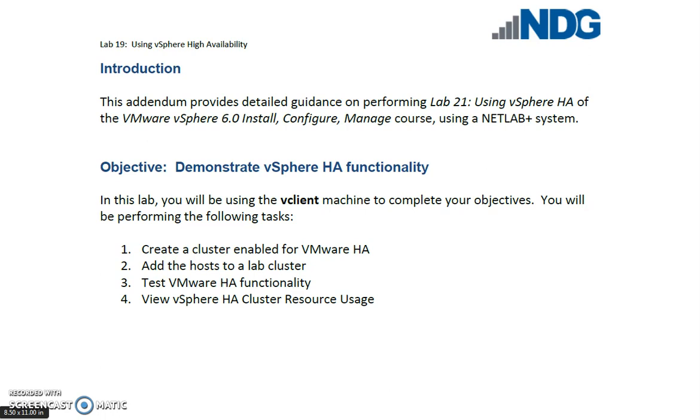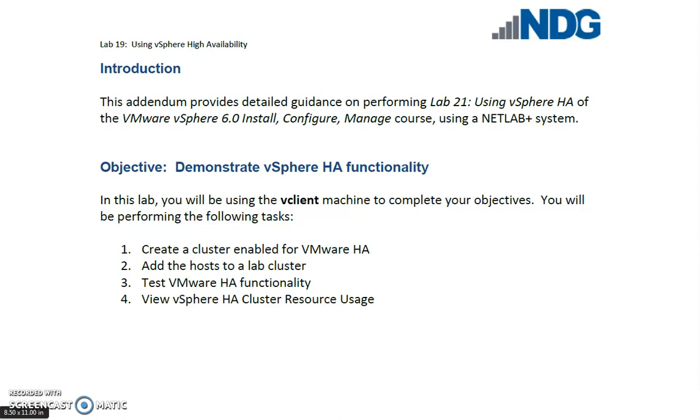This lab is providing detailed guidance on performing lab 21 from the lab manual using vSphere High Availability of the vSphere 6.0 ICM course. The objective is to demonstrate vSphere HA, or high availability, functionality. In this lab, we'll be using the V client to complete our objectives as usual, and we're going to perform the following tasks.